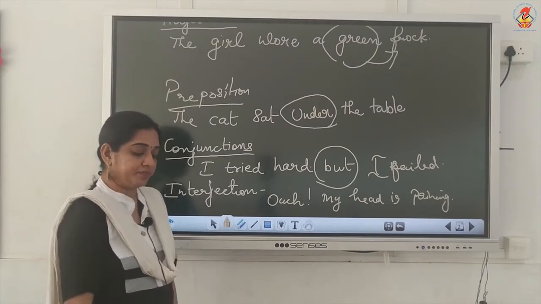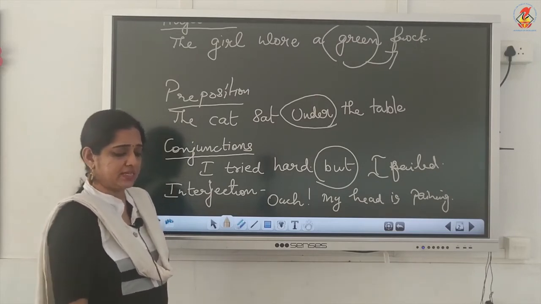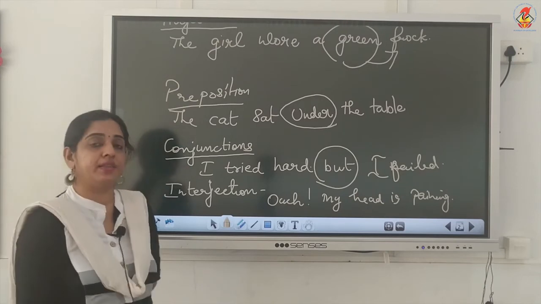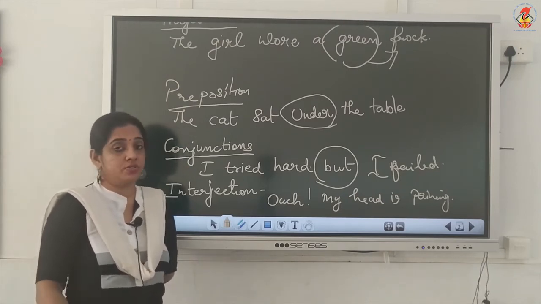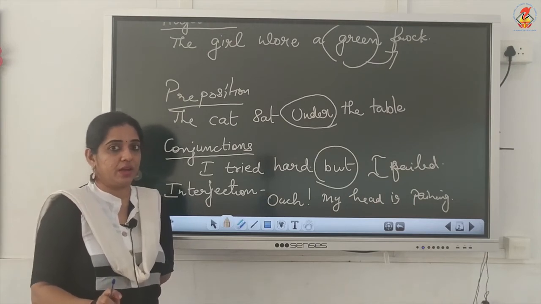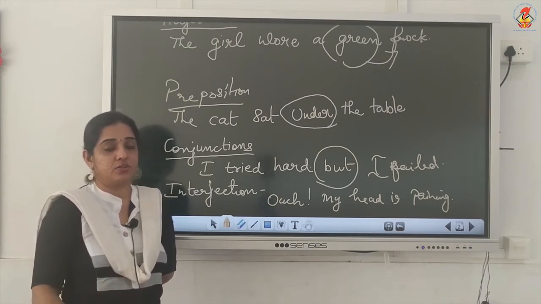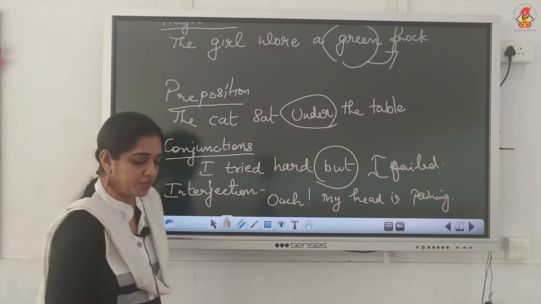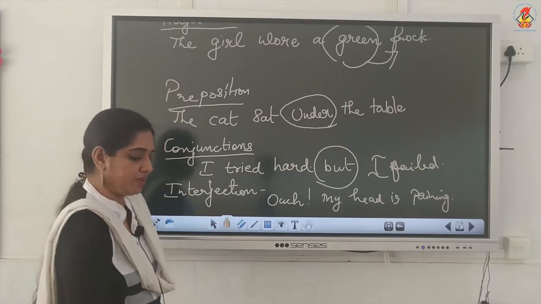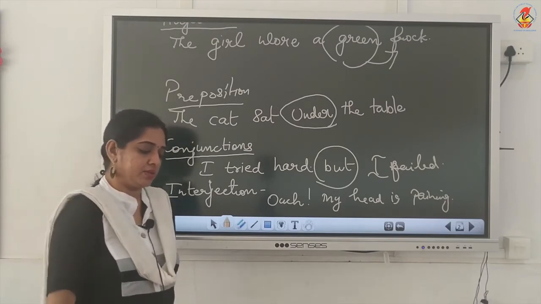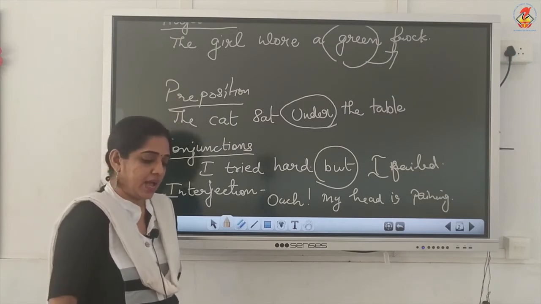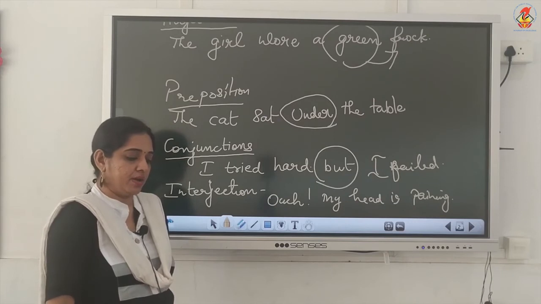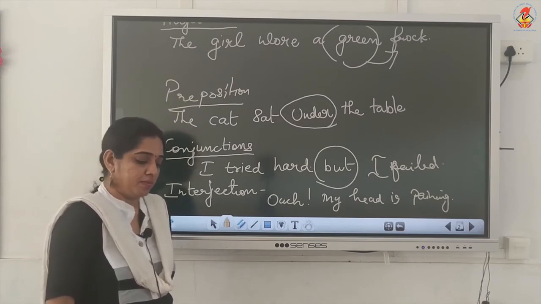Exercise B: in the following sentences, underline the verbs and circle the adverb. You already studied what is a verb. Verb is an action word. Not only action words, helping verbs are there. Has, have, had, all these are also verbs. Then you have to put it in your mind and do it. Soumya sang beautifully. So, sang is the verb. Beautifully is the adverb. So, circle the adverb and underline the verb.